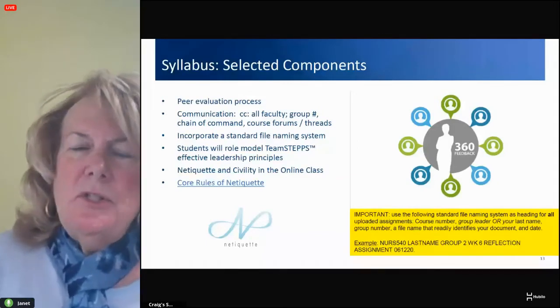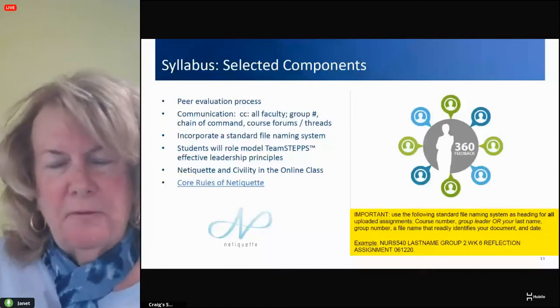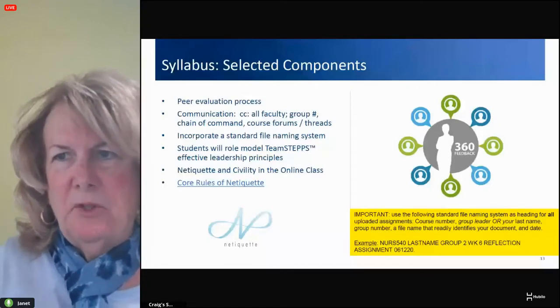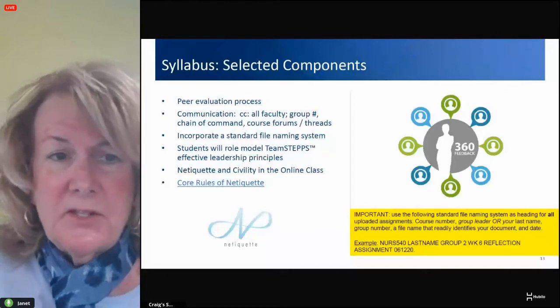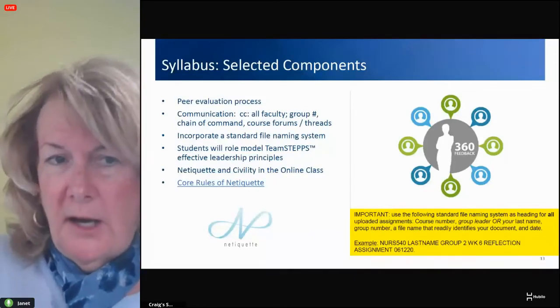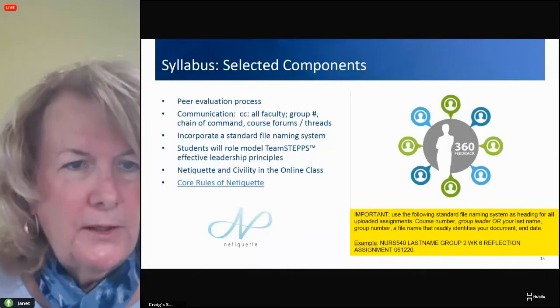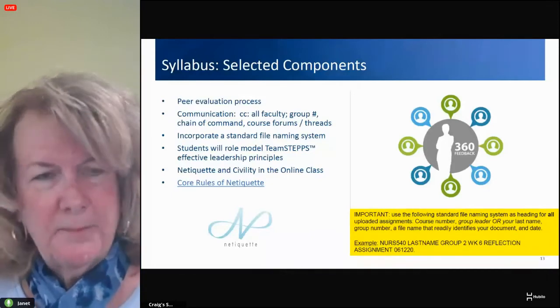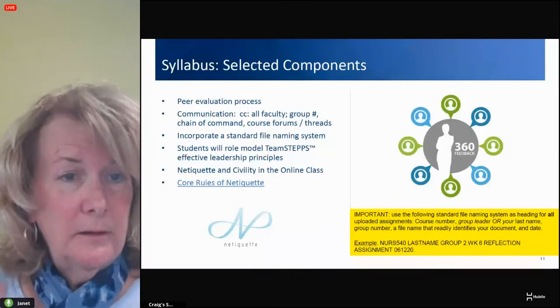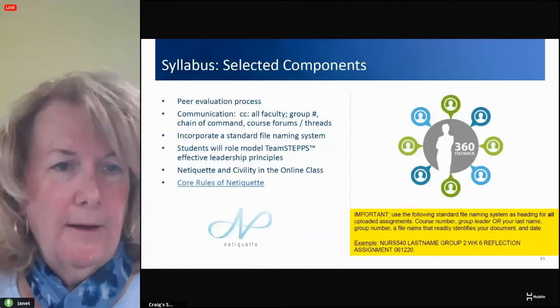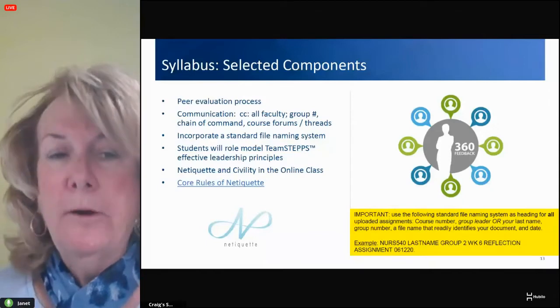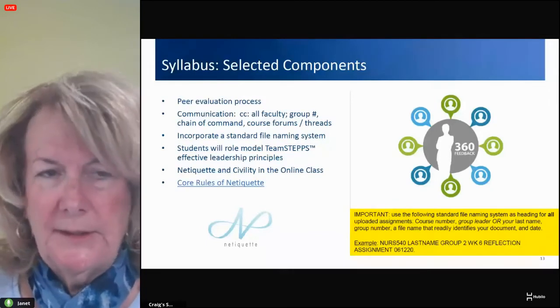I ask the students to role model team steps, effective leadership principles. I'm going to show you some slides from Team Steps. This is a great resource. If you've not been familiar with it in the past, you can go to the website that I'll have embedded the link into my slides. And I can't speak highly enough about this. It's been a wonderful asset to every course I teach.